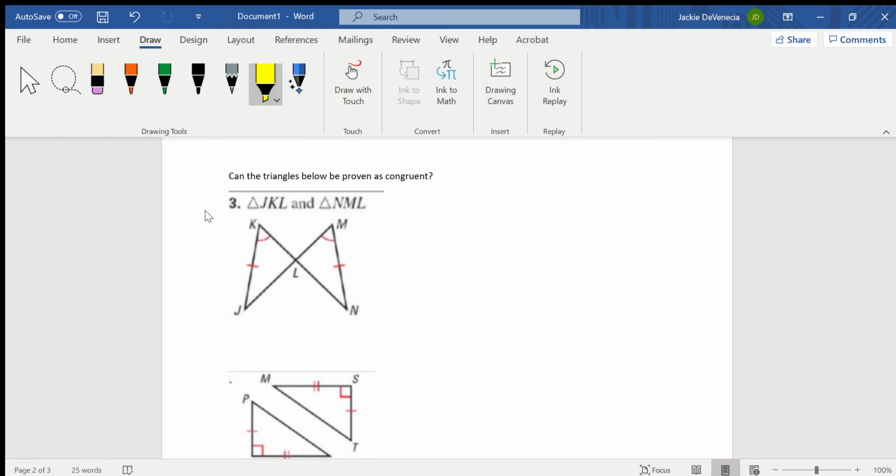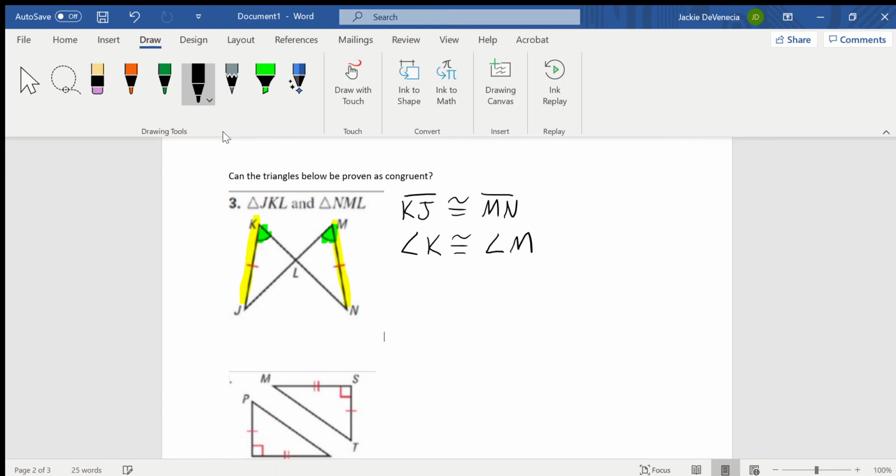Okay, so over here, going by those little red lines and the curves, KJ is going to match with MN. So let me just write that. So KJ is congruent with MN, right? And then over here in the corners, in the angles, they're telling me that angle K matches with angle M. So let's go ahead and write that. Angle K is congruent with angle M. And then that's all the information they gave me with the red marks.